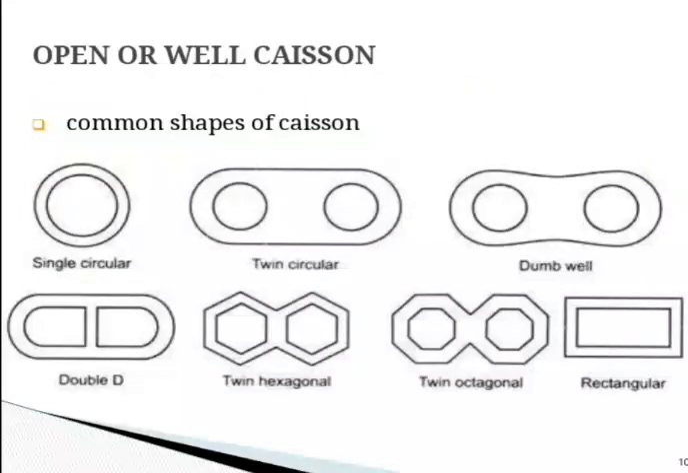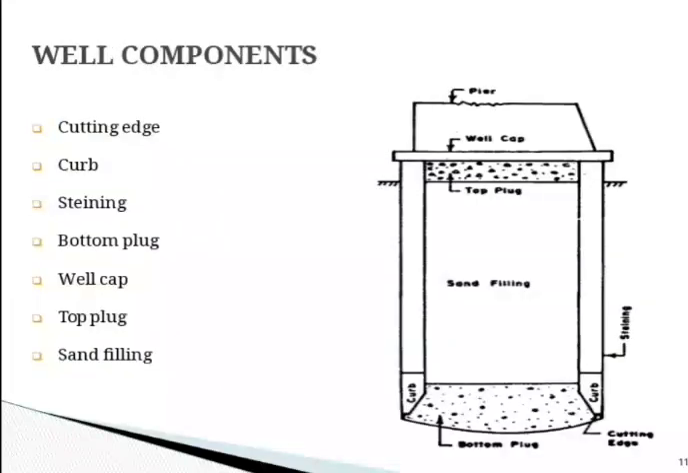Next, open or well caisson. Common shapes of caisson are single circular, twin circular, dumbbell, double D, twin hexagonal, twin octagonal, and rectangular. Next one is well components. You can see all the well components in the figure, which are cutting edge, curb, steining, bottom plug, well cap, top plug, and sand filling.